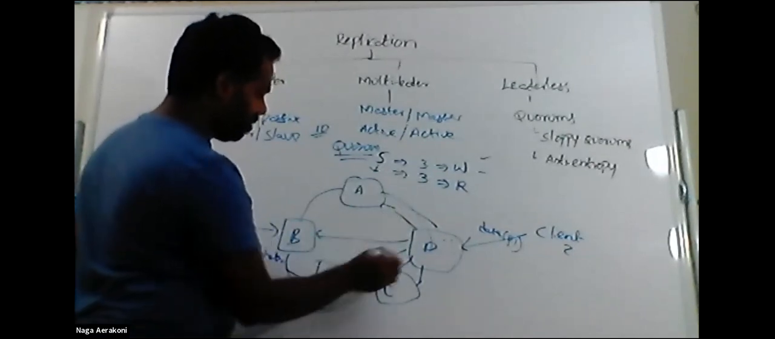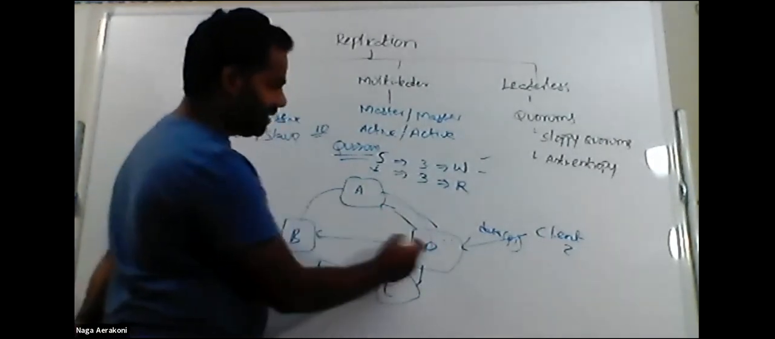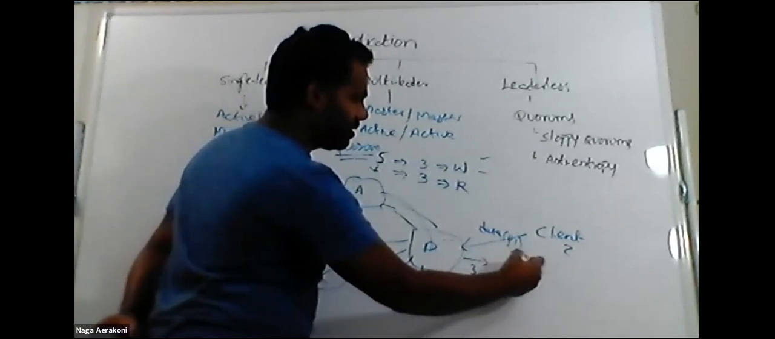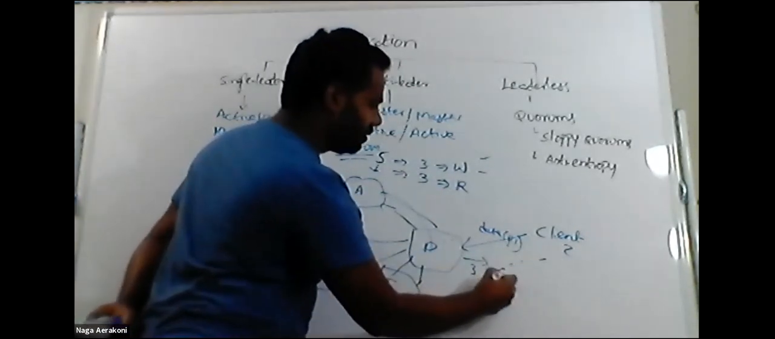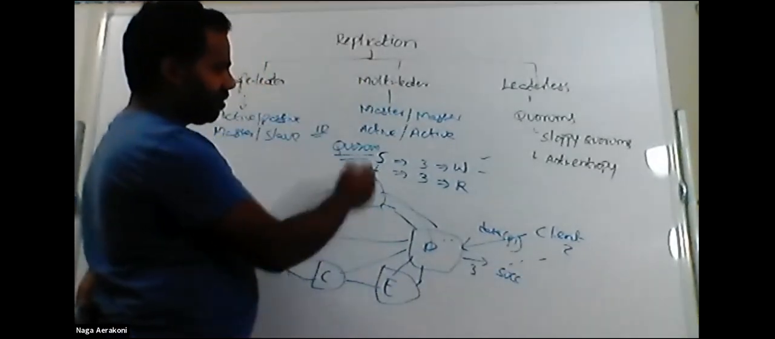It sends requests to all these 5 nodes, and when it receives the responses from at least 3 of them, it says that your write is successful to the client. Send success response. It doesn't actually wait for all the 5.